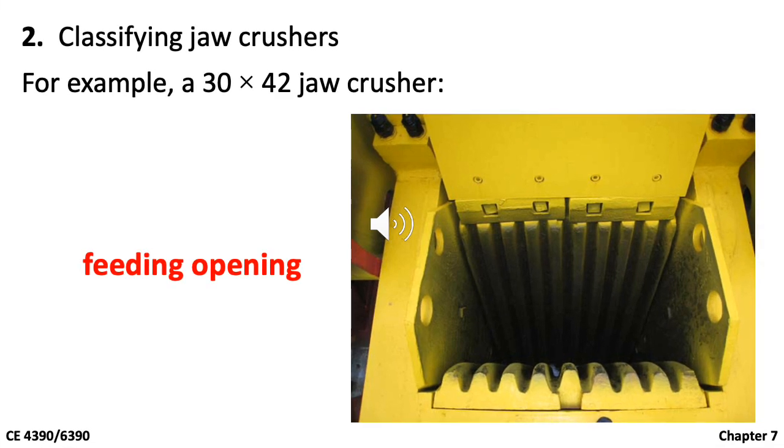Jaw crushers are classified using the size of the feeding opening, which is measured using two numbers, including the depth and the width dimensions in inches. For example, a 30 by 42 jaw crusher has a feeding opening of 30 by 42 inches.